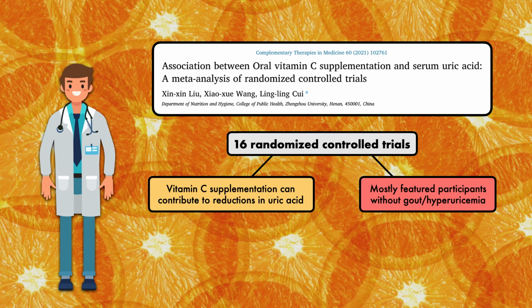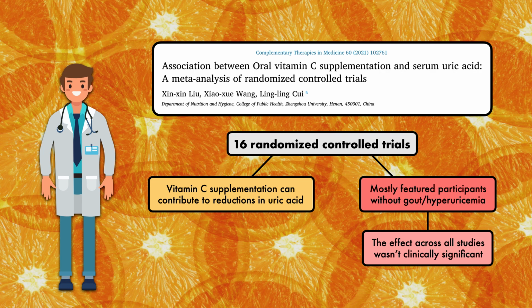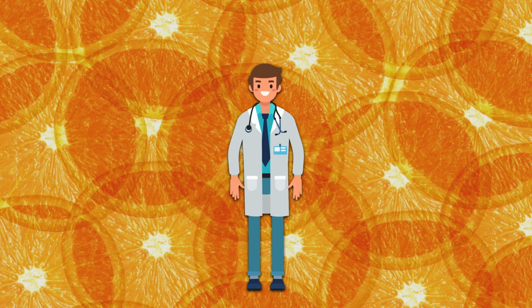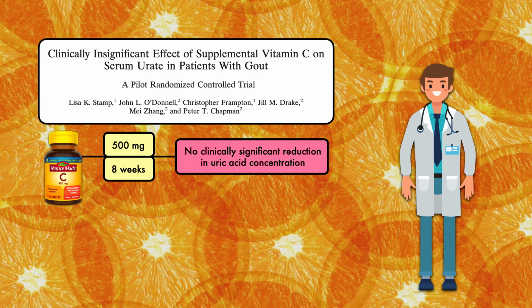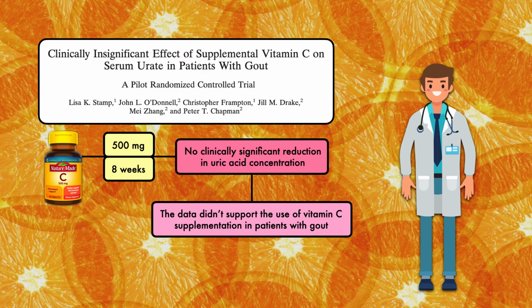However, the studies mostly featured participants without hyperuricemia or gout, and despite reaching statistical significance, the effect across all studies wasn't clinically significant. The only randomized control trial in patients with gout that I've seen is a 2013 study by Stamp et al. The authors found that supplementation with 500 milligrams per day for 8 weeks produced no clinically significant reduction in uric acid concentration. They concluded that the data didn't support the use of vitamin C supplementation in patients with gout. A higher dose may have a more meaningful effect, but that has yet to be determined.